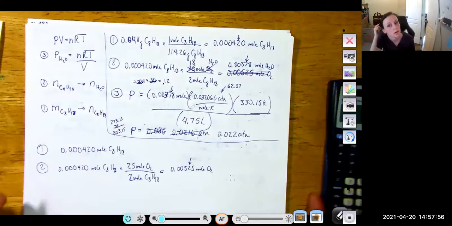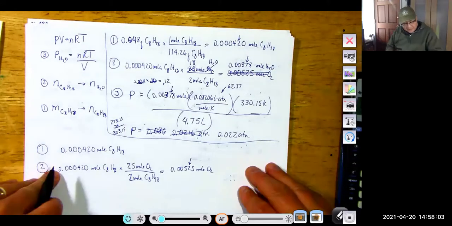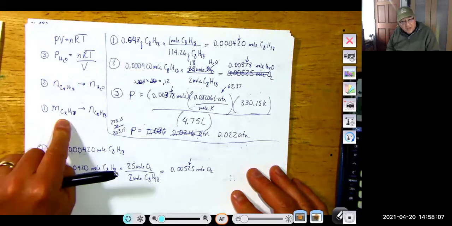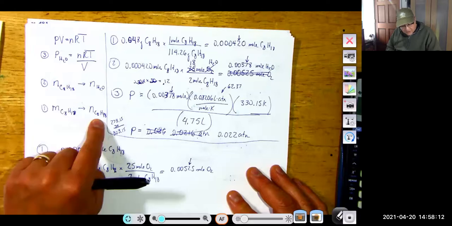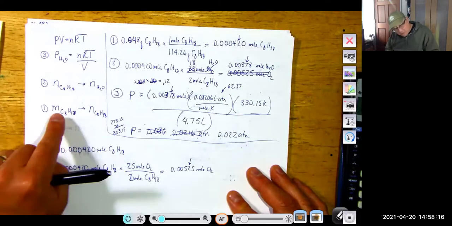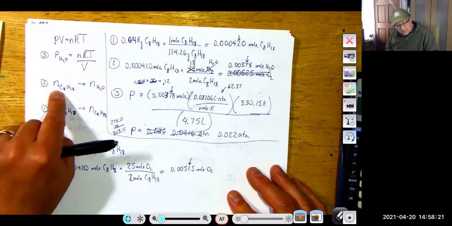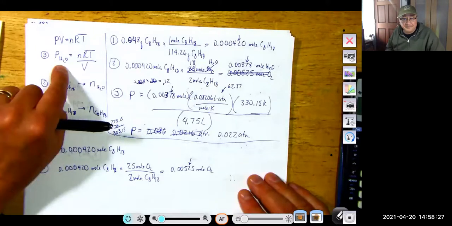Why? Okay. Why are we finding the moles of oxygen? Well, because we're doing the same thing as we did over here. We're going to use the mass of this to get the moles of octane. We're going to use the moles of octane to get the moles of oxygen. Then we'll use the moles of oxygen to get the pressure of oxygen. Okay.